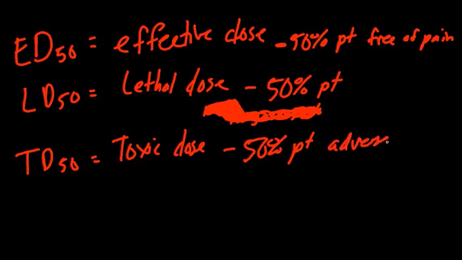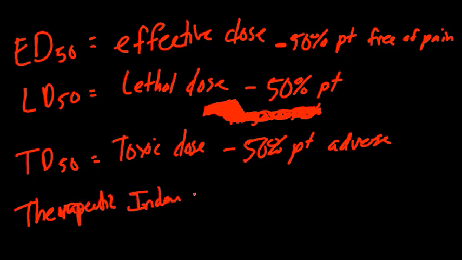Adverse. So like a side effect, or they build up a toxic metabolite, they get sick. At what percent? 50% of people get sick. There's a thing called therapeutic index, also known as TI, the therapeutic index. Now what the therapeutic index is, it's going to be showing the safety of a drug.